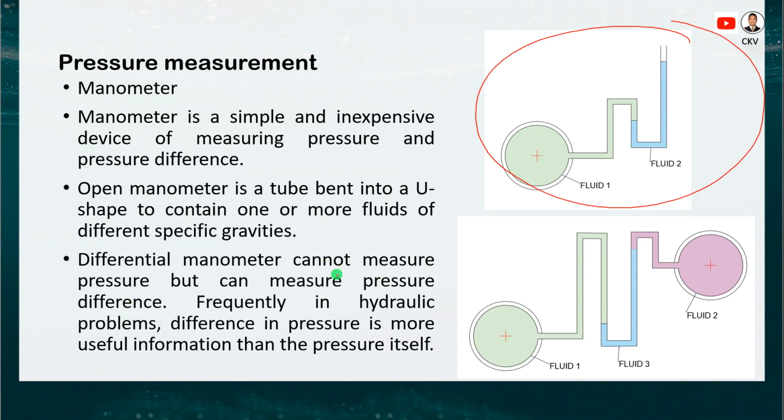And we have a differential manometer. It cannot measure pressure, but it can only measure the pressure difference between two fluids. Frequently in hydraulic problems, a difference in pressure is more useful information than the pressure itself. So given that we have two conduits here, a differential manometer can be used in measuring the pressure difference between these two points.